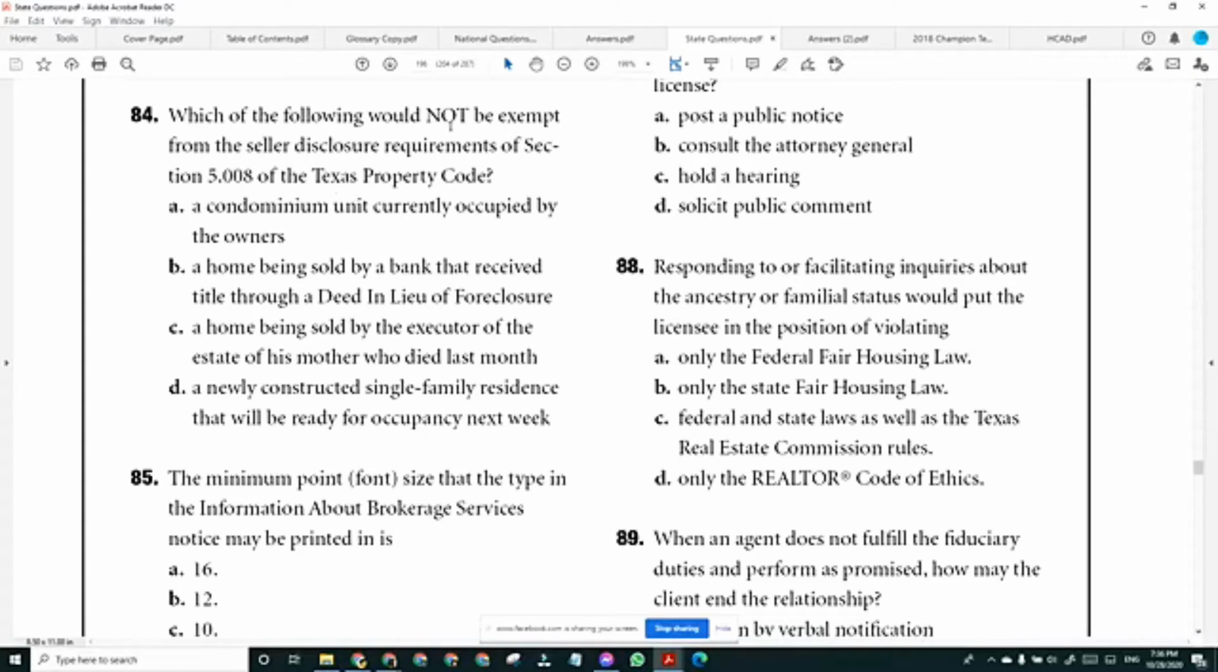Okay, 84. Which of the following would not be exempt from the seller disclosure requirements of Section 5.008 of the Texas Property Code? A, a condominium unit currently occupied by the owners. B, a home being sold by a bank that received title through a deed in lieu of foreclosure. C, a home being sold by the executor of the estate of his mother, who died last month. D, a newly constructed single-family residence that will be ready for occupancy. So which one is not exempt?